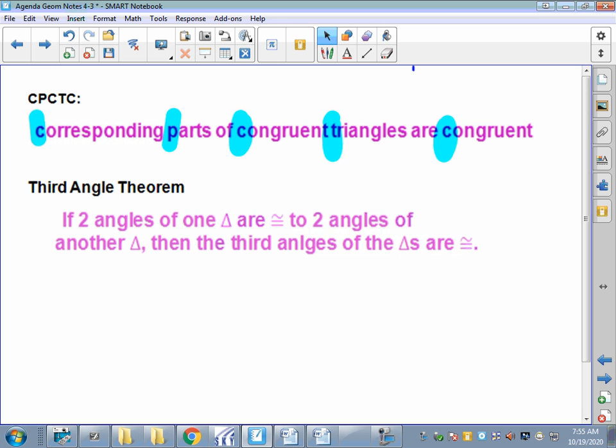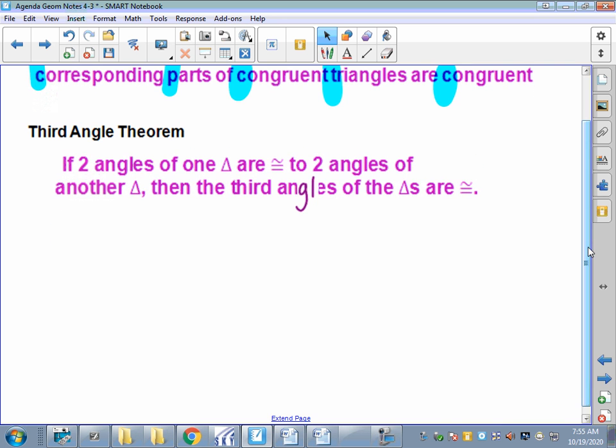The third angle theorem says this, and it's going to sound like common sense to you. If two angles of one triangle are congruent to two angles of another triangle, then the third angles have to be congruent. Had a little trouble spelling angles here. There we go. If two angles of one triangle are congruent to two angles of another triangle, then the third angles are congruent. It makes sense.